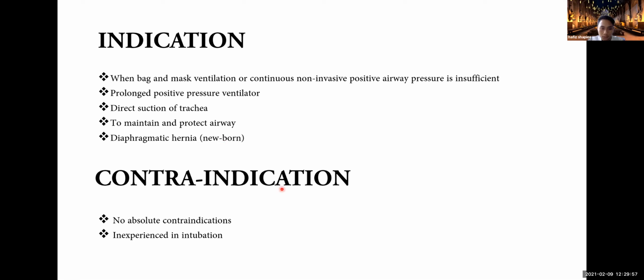And then for the contraindication, this method is used in conditions that are acute, so an emergency condition. So there is no absolute contraindication, especially when it is done by an inexperienced person. However, an experienced person can do the bag and mask ventilation first until help arrives before they do the intubation. But of course, it is contraindicated in diaphragmatic hernia.